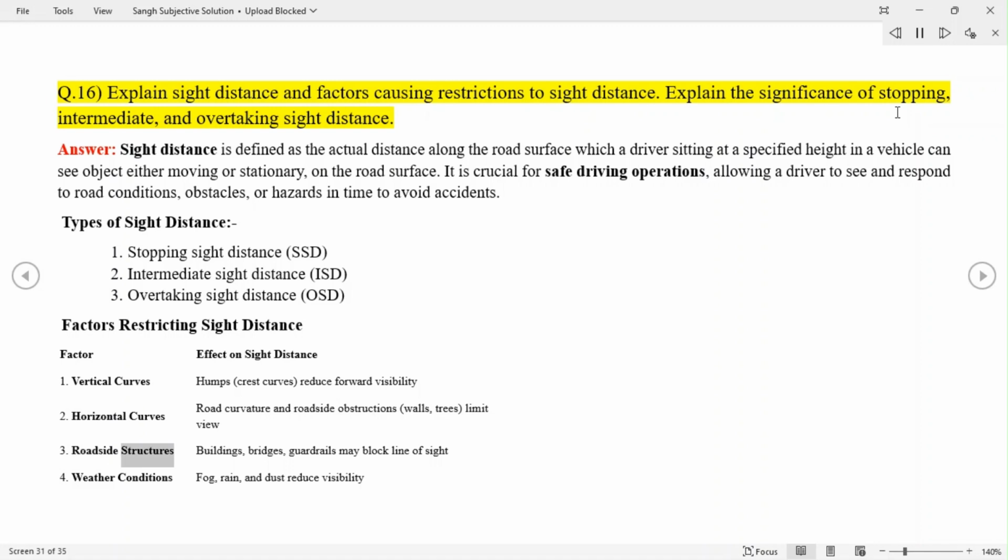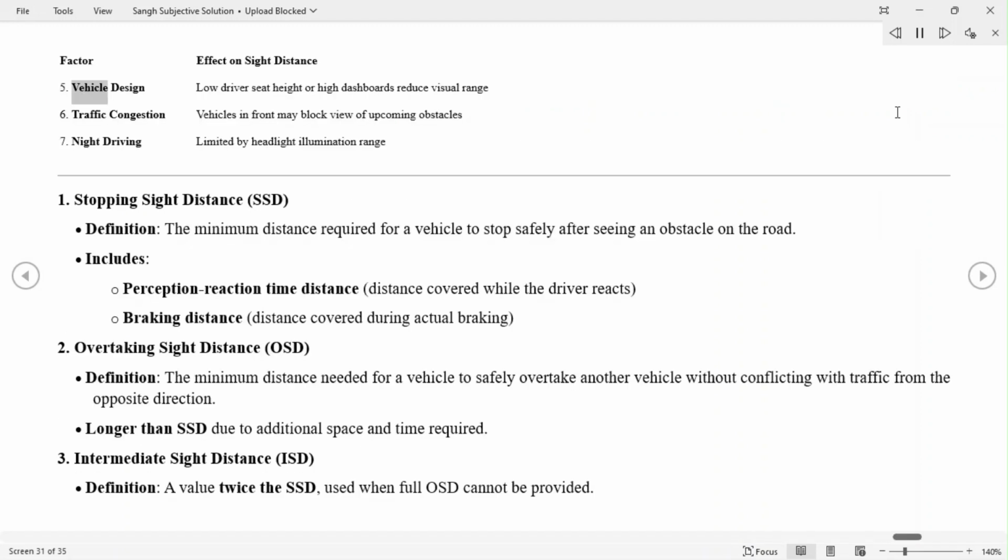3. Roadside structures. Buildings, bridges, guardrails may block line of sight. 4. Weather conditions. Fog, rain, and dust reduce visibility. 5. Vehicle design. Low driver seat height or high dashboards reduce visual range. 6. Traffic congestion. Vehicles in front may block view of upcoming obstacles. 7. Night driving. Limited by headlight illumination range.